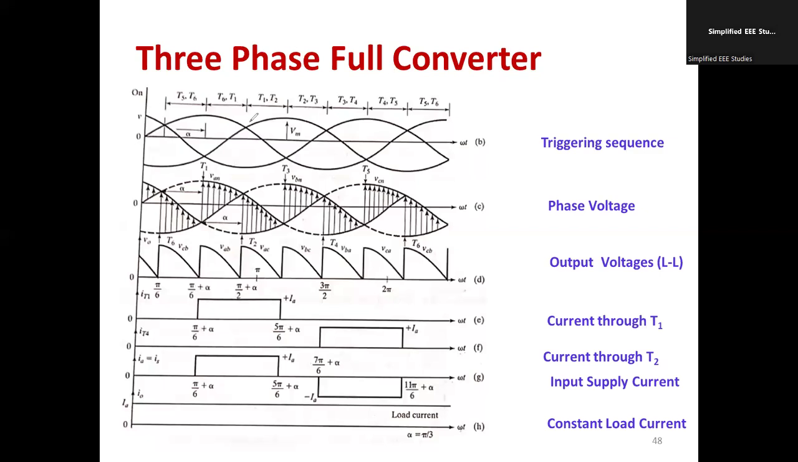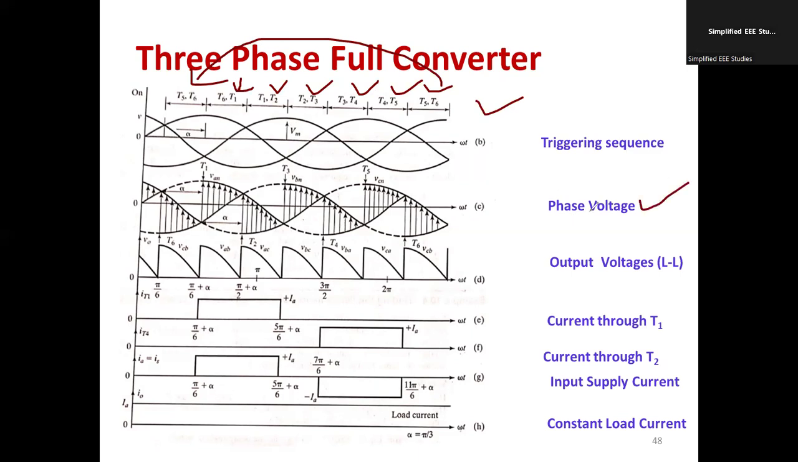Here it is very clearly shown, the supply voltage. It's a three-phase supply. You can see VR, VY, VB, and you can write either in terms of line voltage or phase voltage. Here you can see how the devices are going to conduct. Look at this: T1, T2, T2, T3, T3, T4, T4, T5, T5, T6, then T6, T1. Like that, it is getting repeated.